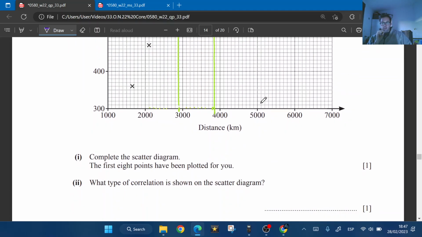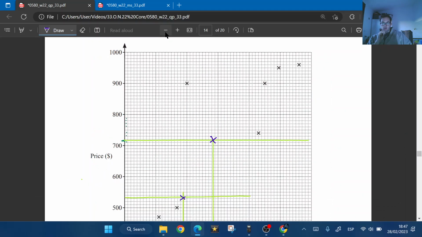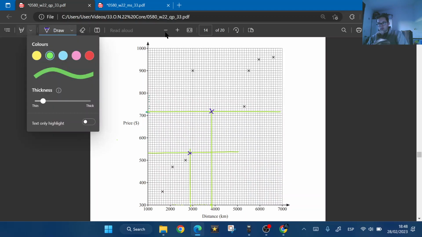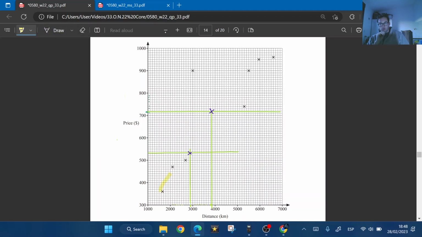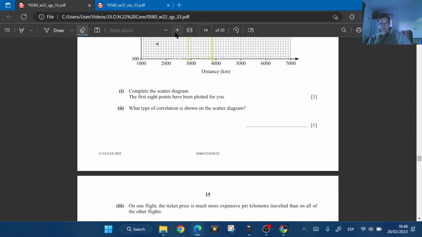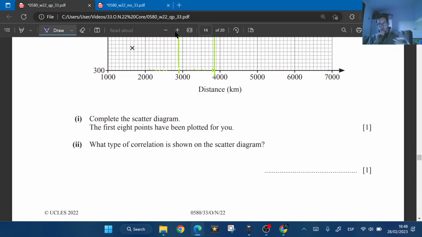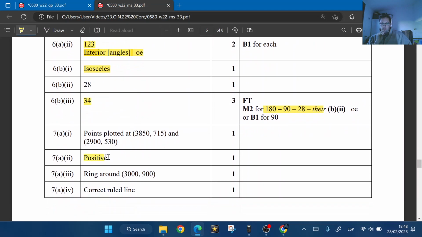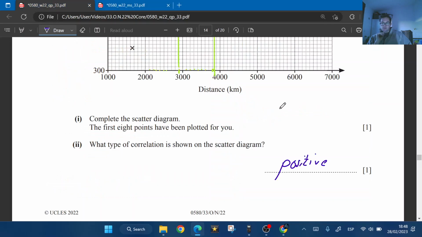What type of correlation is shown in this scatter graph? Okay, so if we look at that, we've got a general pattern. General pattern going up like this, you see? And that will be called a positive, of course, positive correlation. Okay, all you need to do is write positive. As the one value goes up, the other one goes up. The more you pay, the further you fly, generally speaking. Okay, positive.